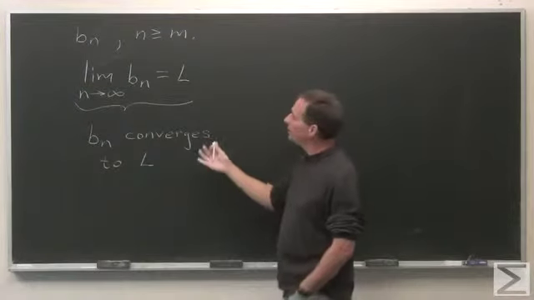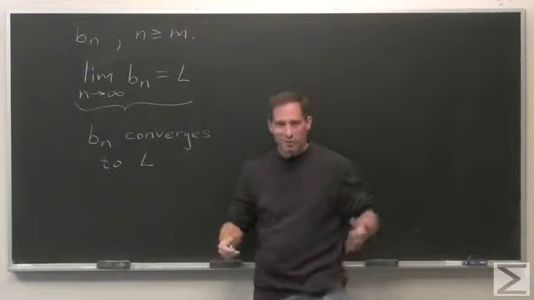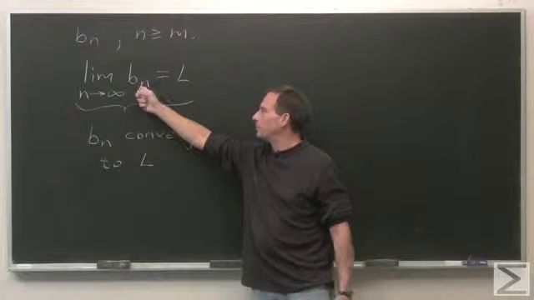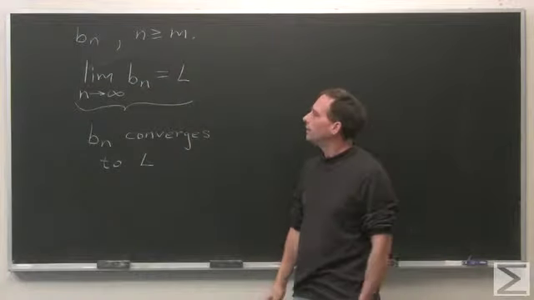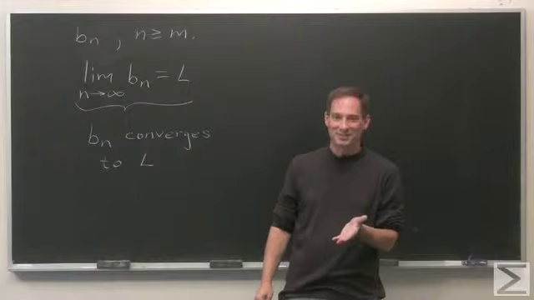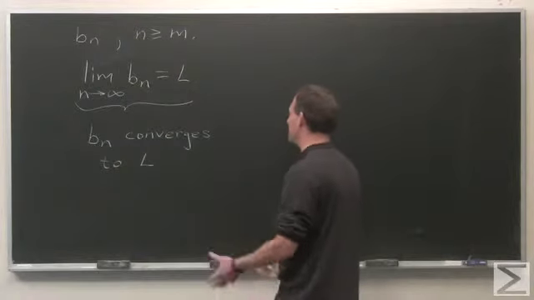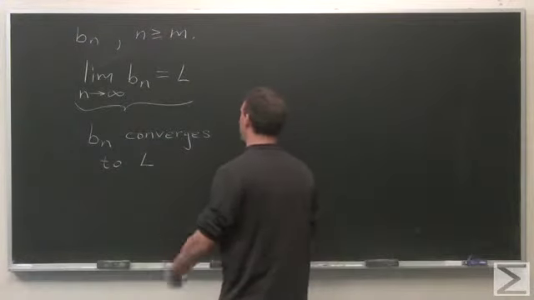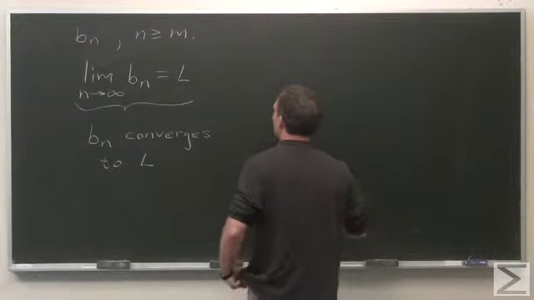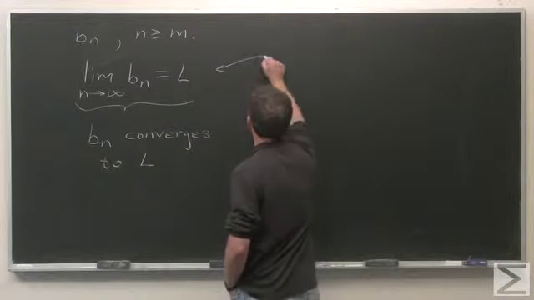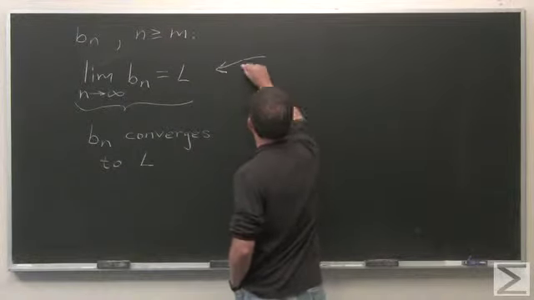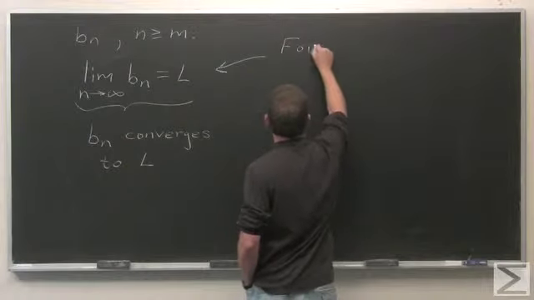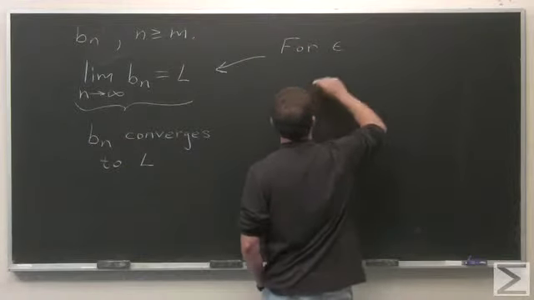What does this mean? It means that, well, you want it to mean that when n is really, really big, b sub n is really, really close to L. But really, really close isn't mathematically rigorous. So you have to do epsilon and for all and there exists. So technically, this means, and we throw out an epsilon, just use a Greek letter just to be confusing.